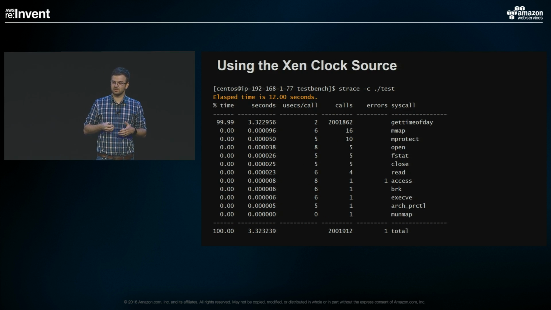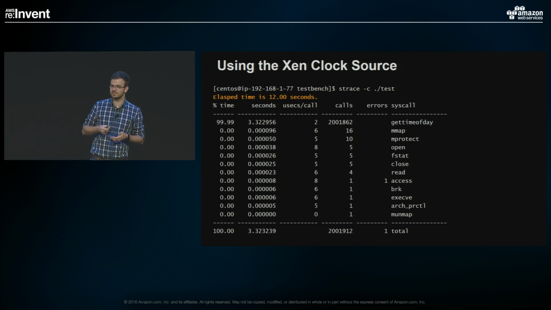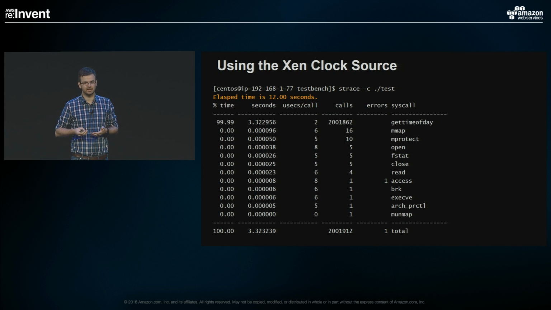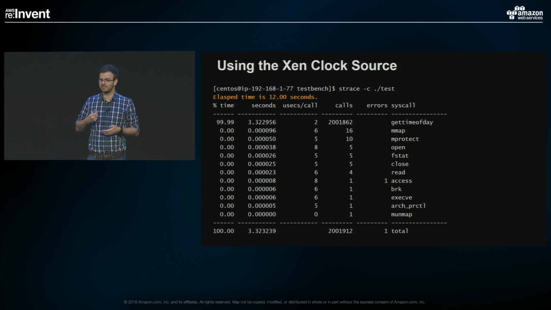And here's the results of it with the Xen clock source. I also used strace to profile this application as it's running. And I really like strace because it'll tell you how many system calls are being made and the amount of time that they're taking up. So here you can see this test took about 12 seconds. And gettimeofday was the number one call in that list. There were a lot of calls being made, and it took up a significant amount of time.